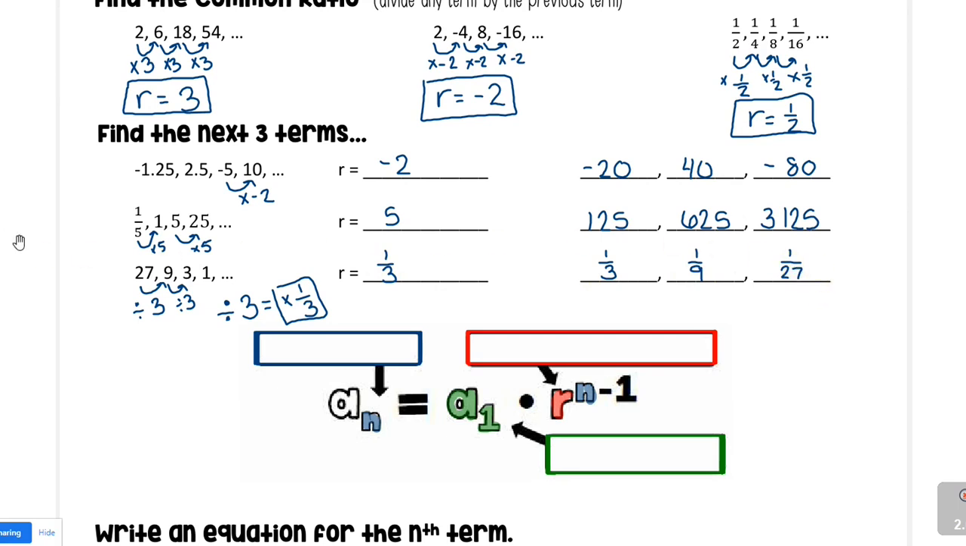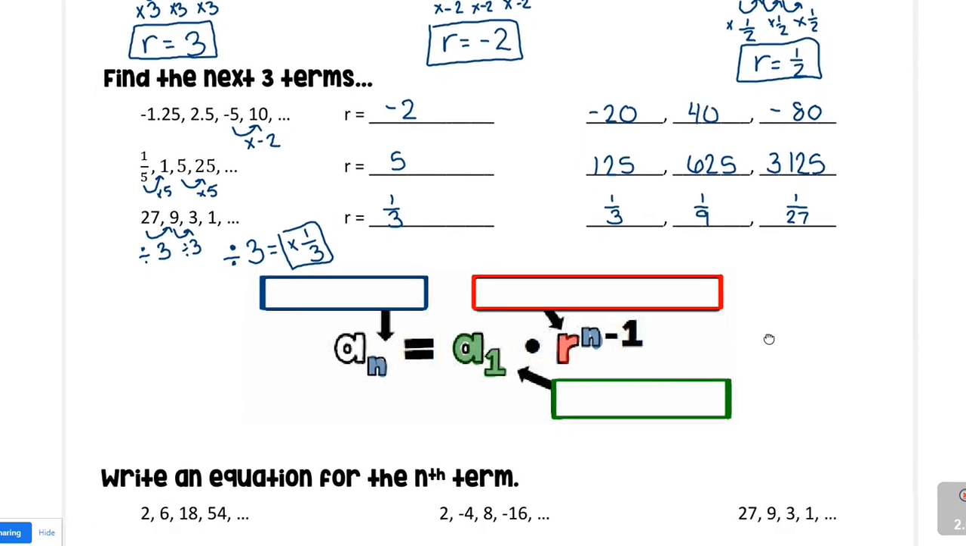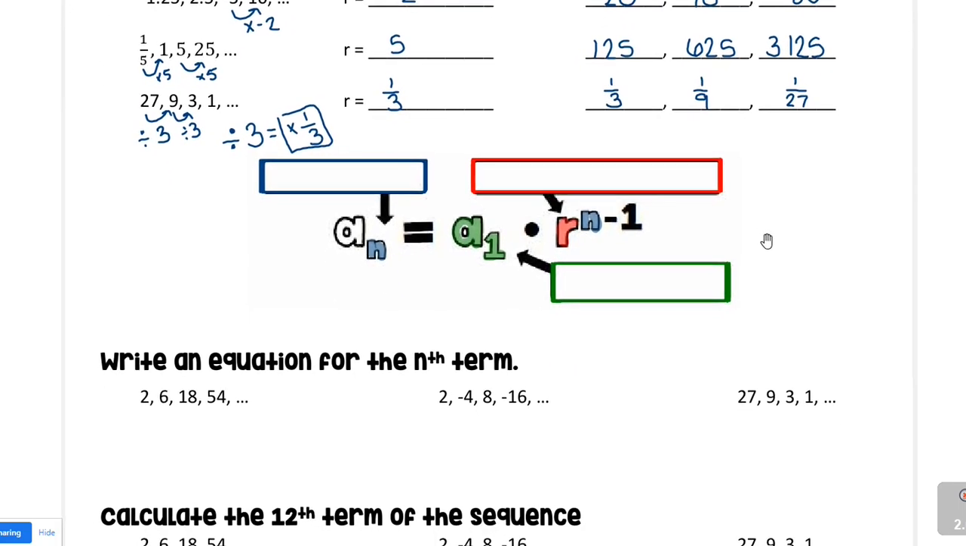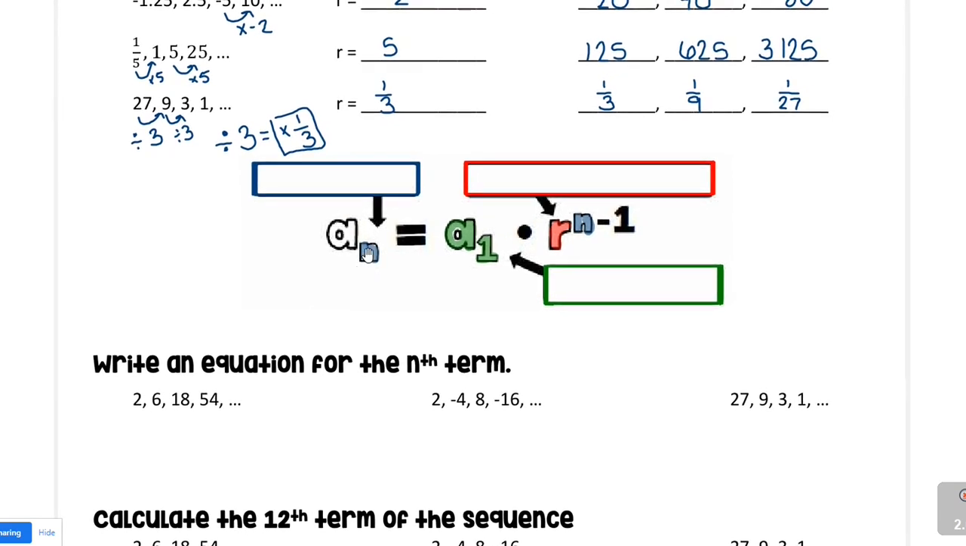Continuing the pattern. Now let's look at our formula for geometric sequences. We have A sub n, where the little number underneath is the subscript. A sub n equals A sub 1 times r raised to the n minus 1. N is going to be your nth term.